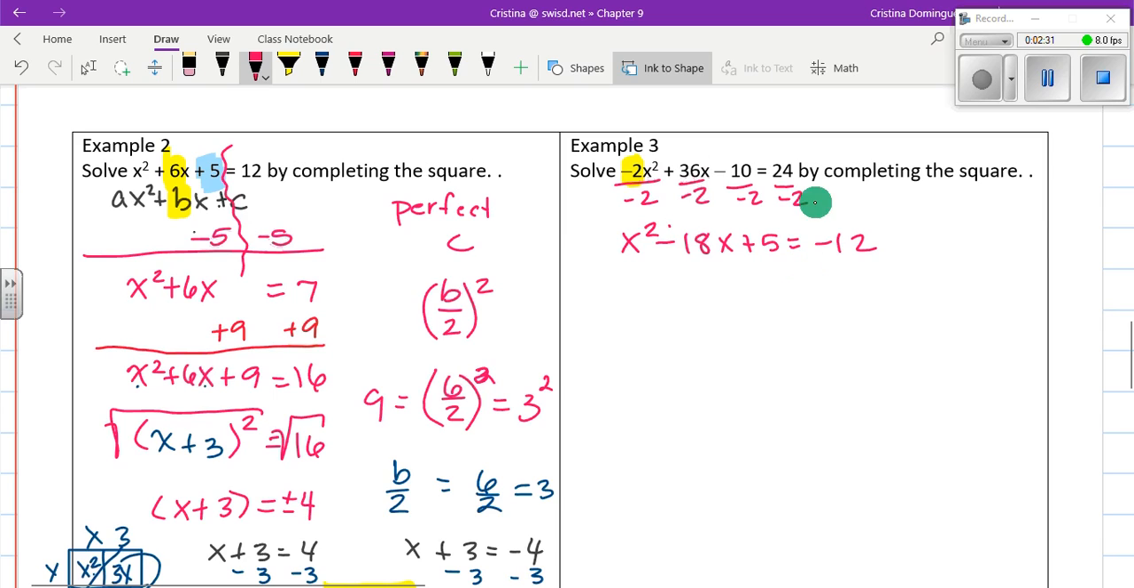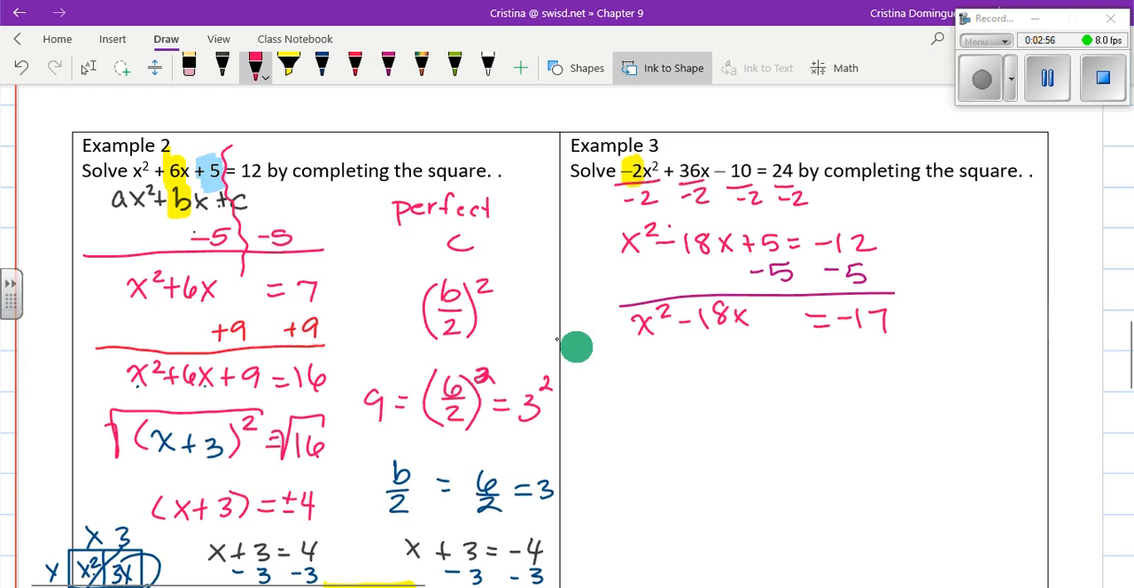So now's when we're going to move the positive 5. Y'all know how to move positive 5? Subtracting it from the other side. Exactly. And what I do on one side, I've got to do on the other. So we're going to move that positive 5 over, and I've got x squared minus 18x. Let's leave room for our perfect C. And then I've got negative 17, right?